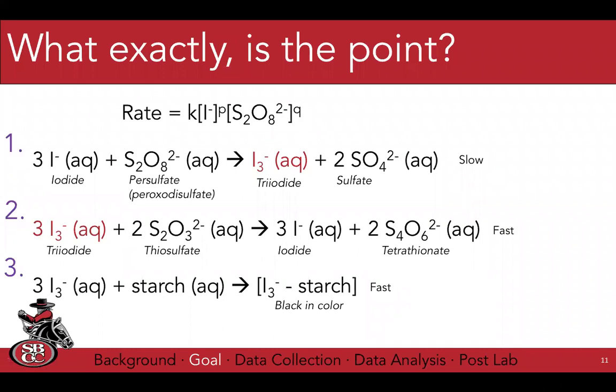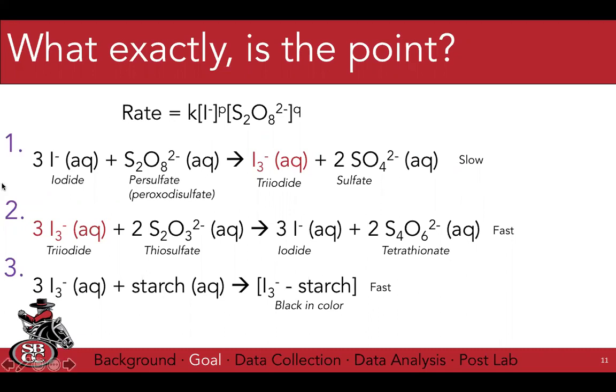Now here's the key. In the second reaction, we're always going to have the same amount of thiosulfate, and it will always be the limiting reagent. So if reaction 1 was 0th order, P was 0 and Q was 0, what that means is that the rate wouldn't change with the change in concentration. Of course, that would be really boring, and I can guarantee that's not what we're going to see.